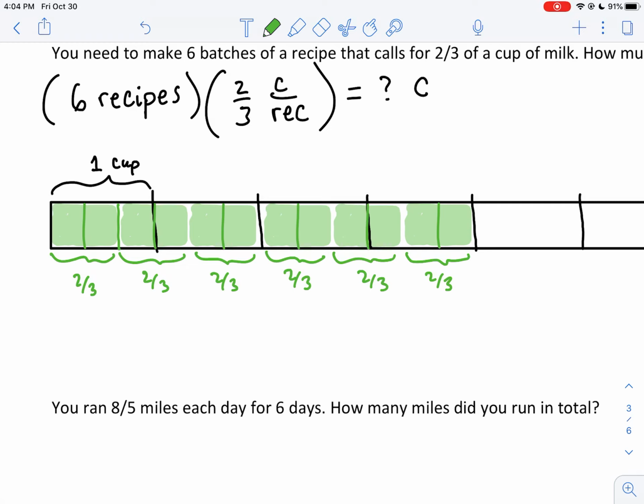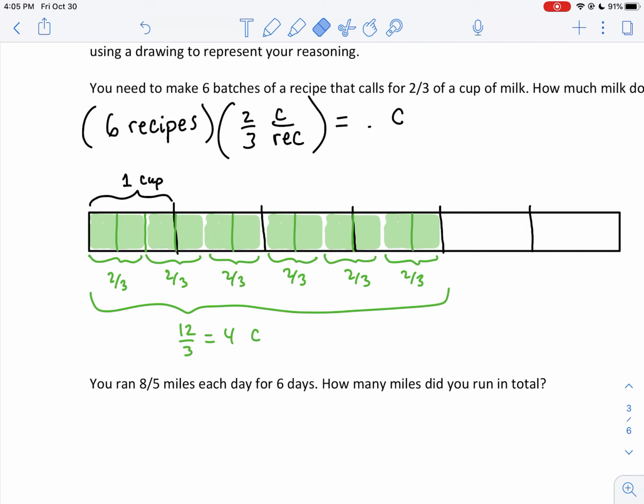So in the end, notice I have a total of 12 thirds, which winds up shading exactly 4 entire cups. Right, so this whole thing, we have a total of 12 thirds, which is the same thing as 4 cups. 4 cups needed.